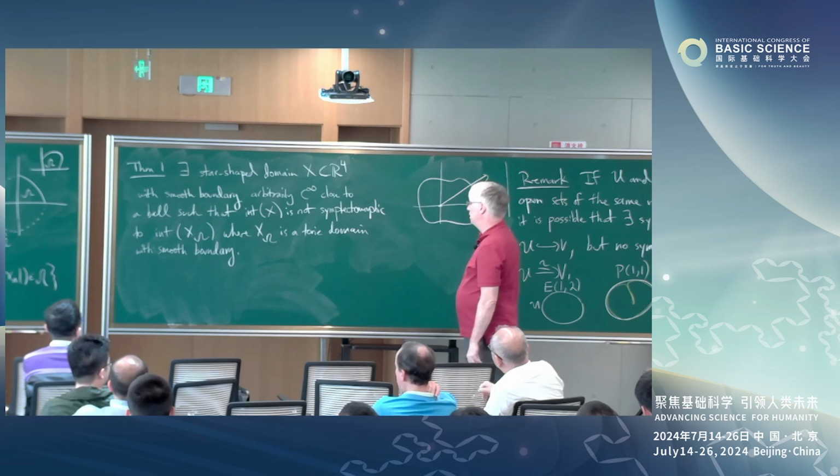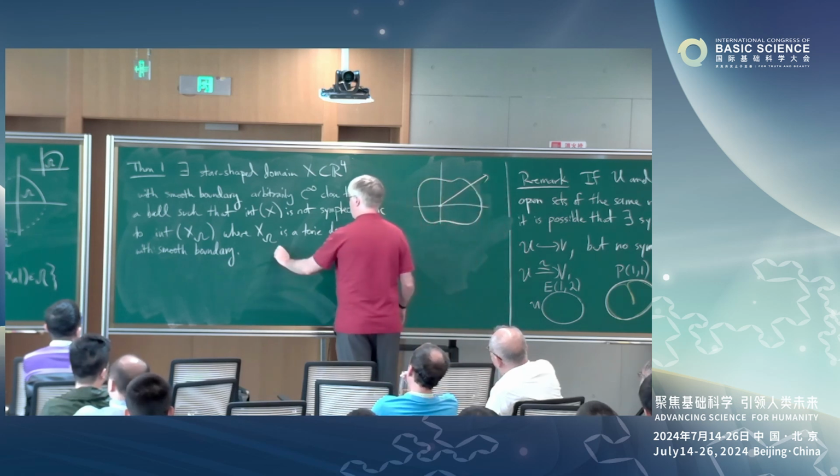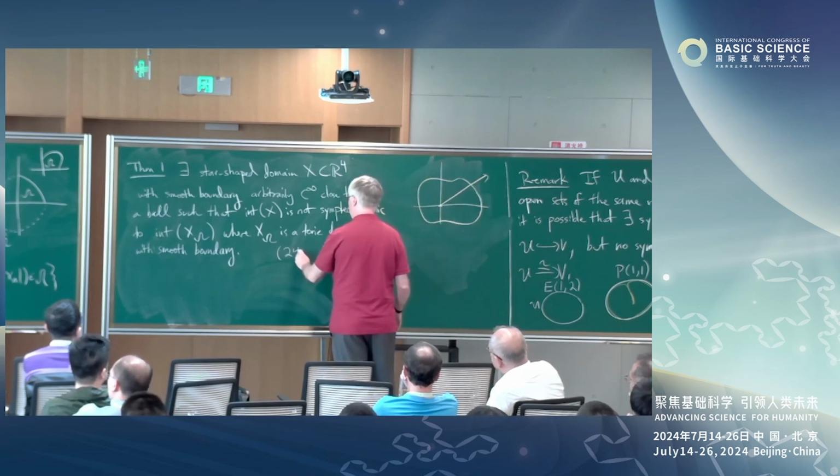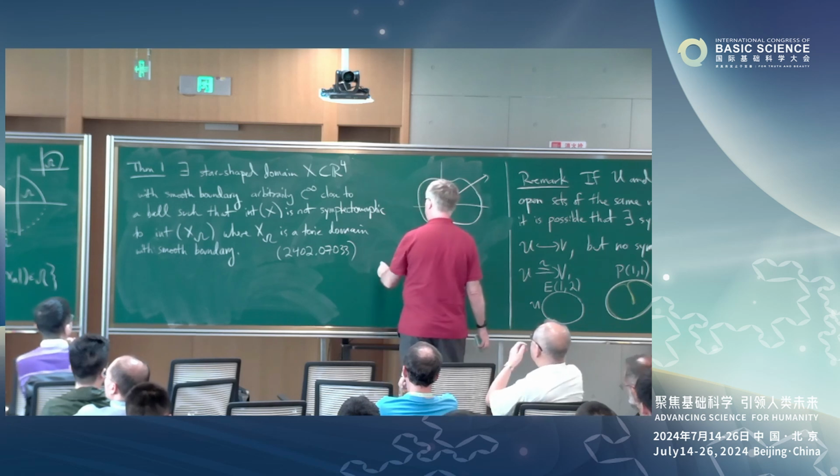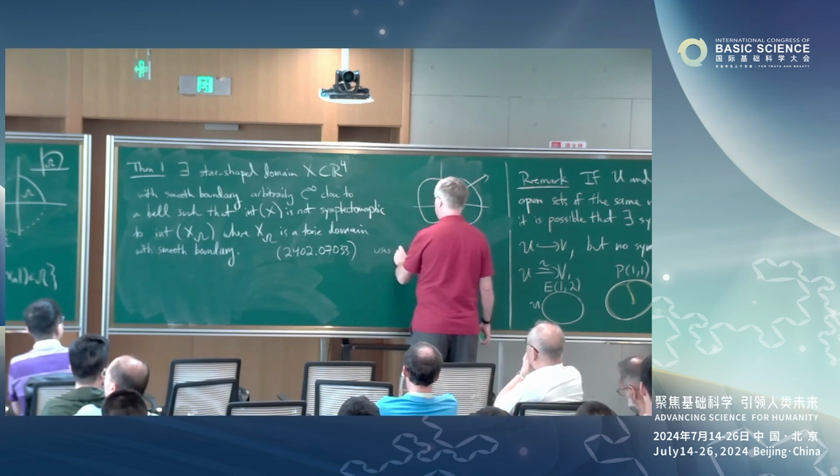So you can take the ball, you can perturb it a little bit, and then it's not toric anymore. The proof of this is in the preprint 2402.0733, and the proof is going to use a zeta function, which I'll tell you about in a minute.